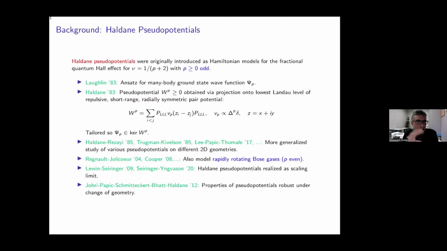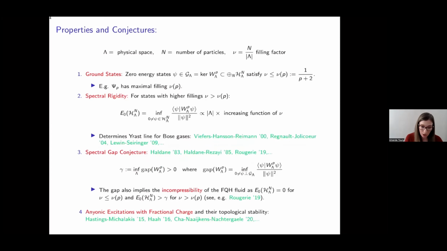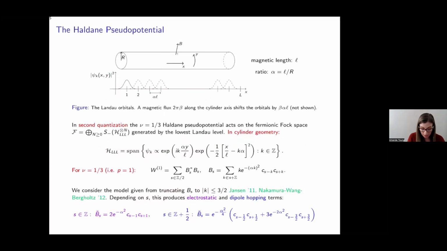Sorry, so ideally you would like to take R to infinity in this setting, or? That would give you more of the plane geometry. That is true, and ideally we would like to be able to do this. However, part of the reason why we chose the cylindrical geometry is that when you look at the pseudopotential in this geometry, you get this coefficient in terms of the parameter alpha. And the parameter alpha is the ratio of the magnetic length to the radius of the cylinder.